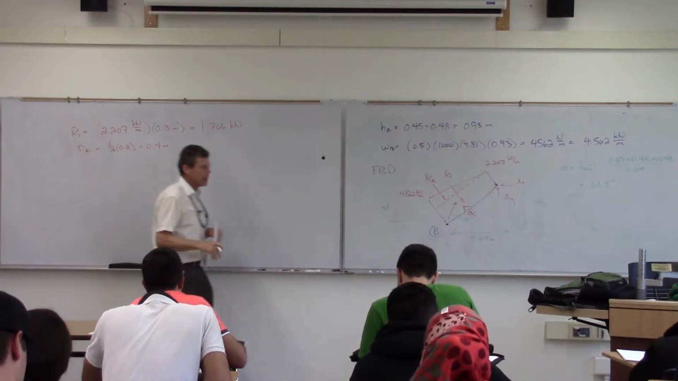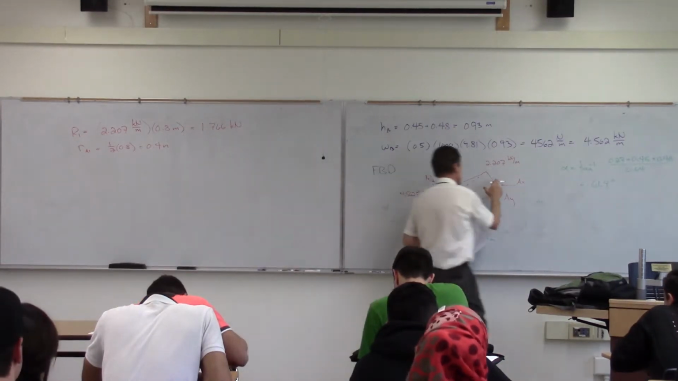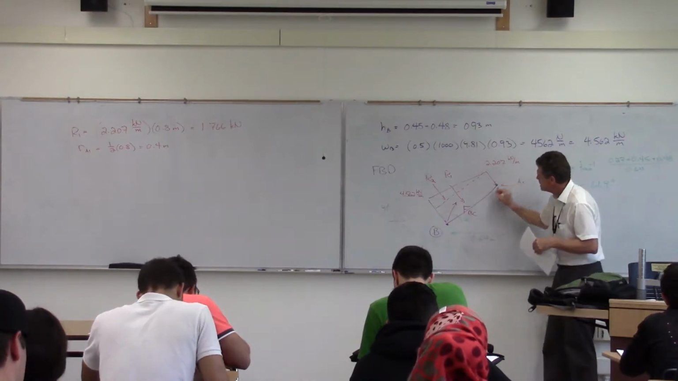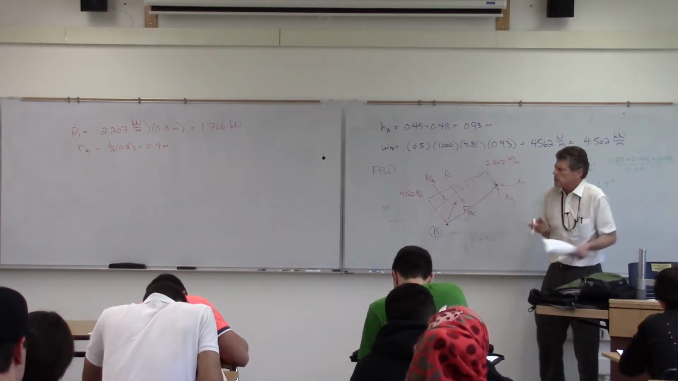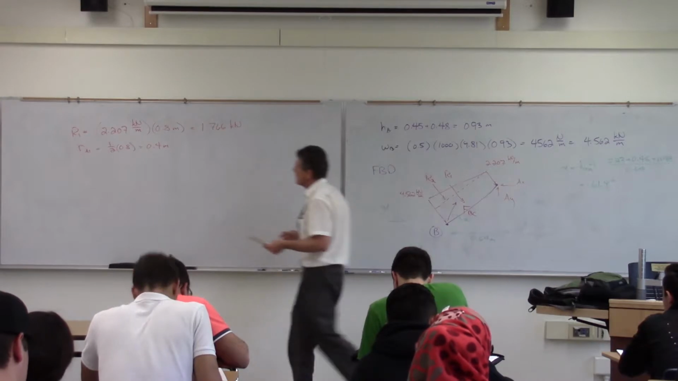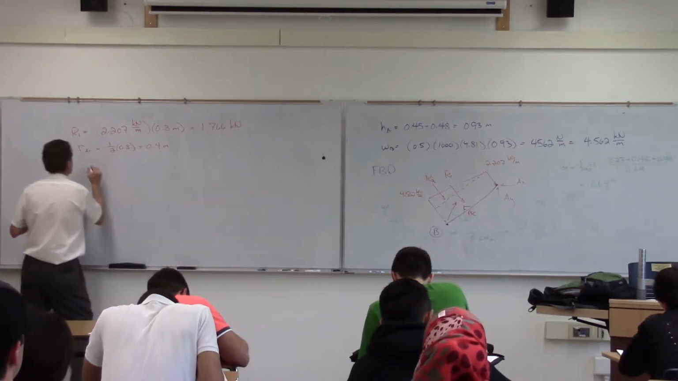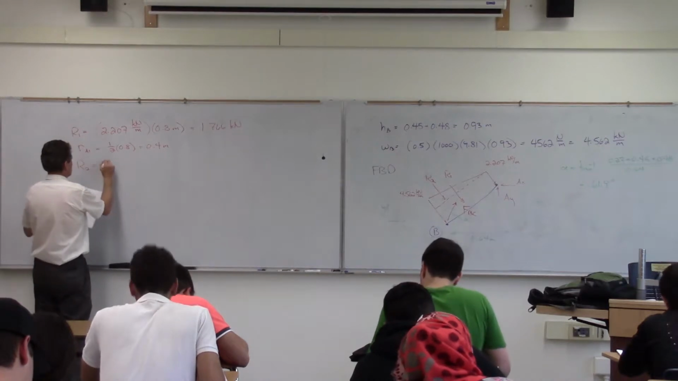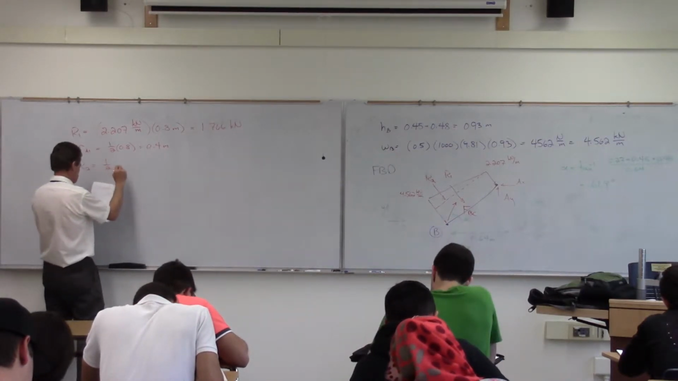And we're going to be taking moments from A because there's two unknowns there. And basically, all I really want is this force here. So I need to figure out where that's acting. Well, it's rectangular area. We know it's acting at the halfway point. R2 and D2.